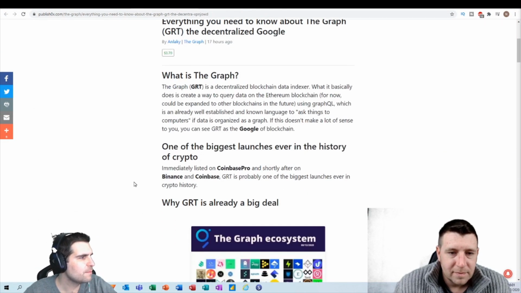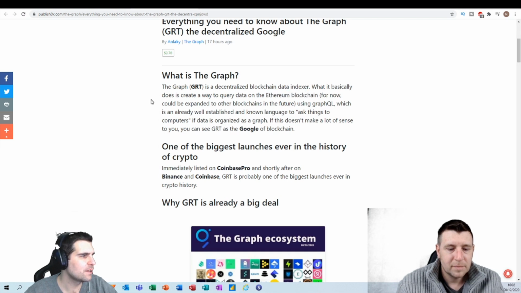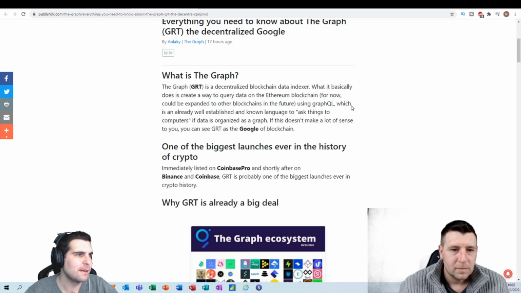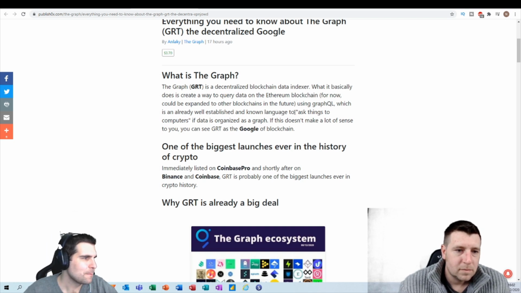So the Graph basically is a decentralized blockchain indexer. What it's doing is it's basically querying data on the Ethereum blockchain. That's obviously the current situation. It's looking, however, that it's most likely going to expand to other blockchains in the future as well. So that's absolutely fantastic. It uses GraphQL, which is an established language for basically asking computers things. So it's a fantastic way to do queries. The only exception is that the data has to be organized as a graph.